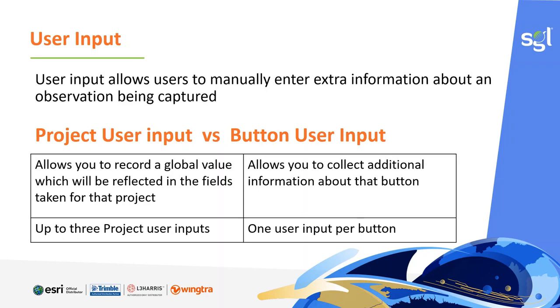Now, the button user input prompt appears when a feature is collected. It is used to collect additional information that is specific to a particular button, and you can only use one user input per button. That means you cannot configure more than one user input per button for a button user input.